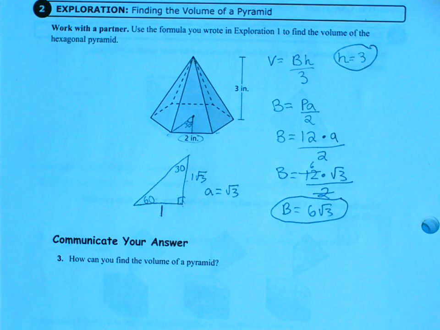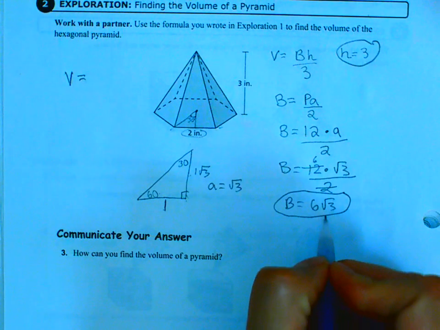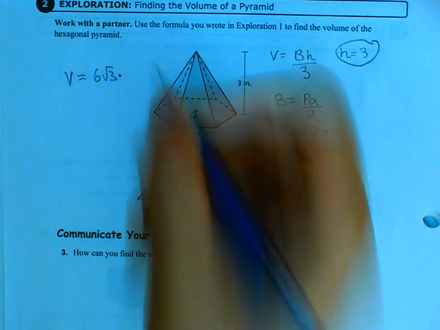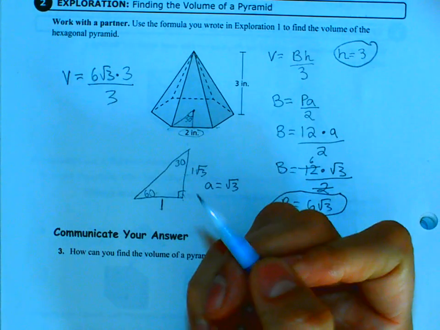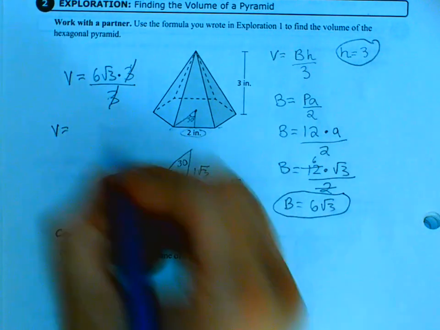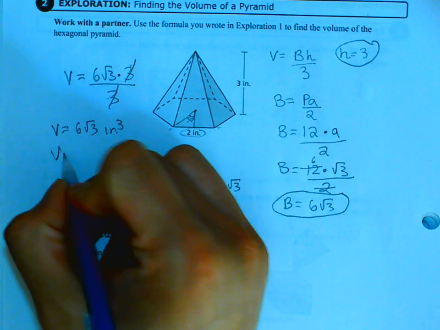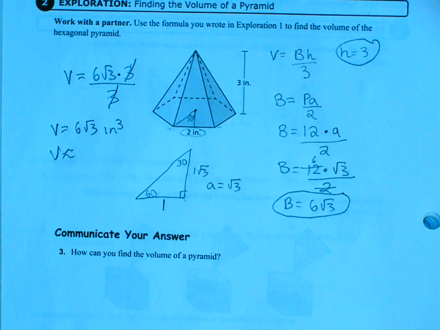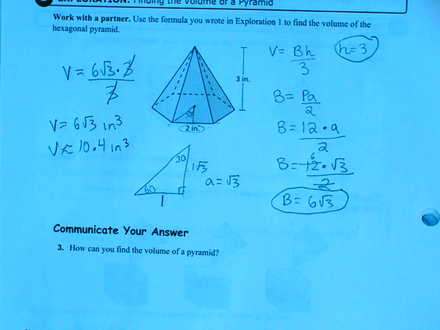Now what we're going to do is find the actual volume. So the volume is equal to the area of the base times the height of the pyramid, divided by 3. As you can see, these 3's are going to divide out, and the volume of this pyramid is 6 radical 3 inches cubed. Now, if they want an approximation, all you have to do is put it in the calculator. And according to my calculator, to the nearest tenth, I get about 10.4 inches cubed.